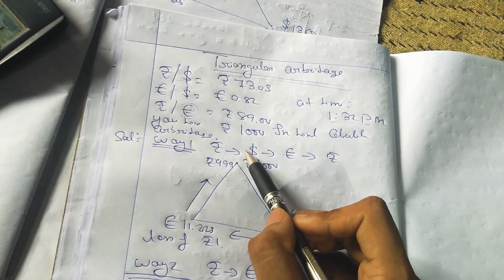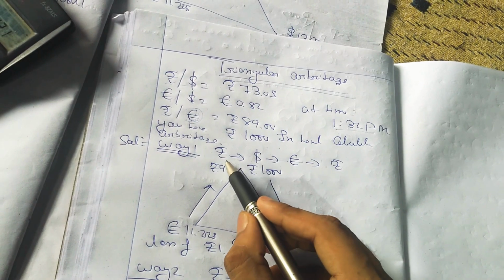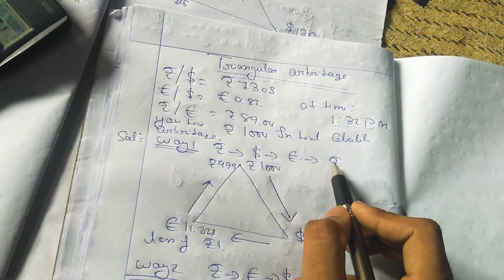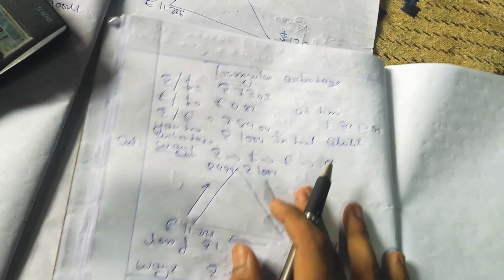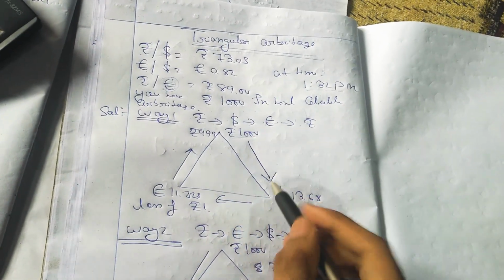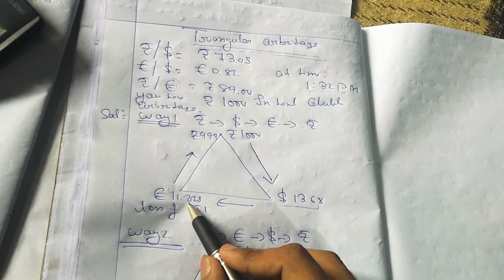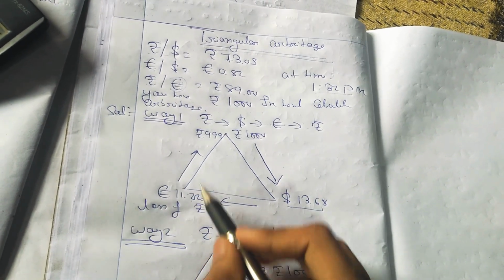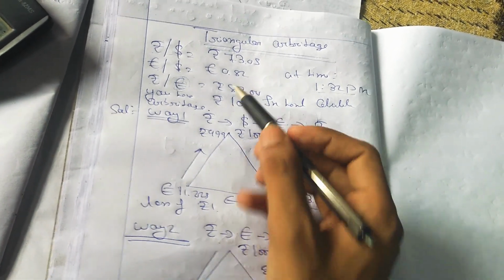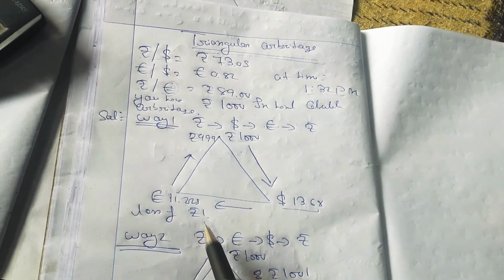And if there is a gain in this way, then there is a loss in the other way. If there is a gain in rupee to dollar to euro to rupee, then there is definitely a loss in this direction. So we start with 1000 rupees at hand. We convert this 1000 rupees into dollars, which is 13.68. We then convert it into euro, which is 11.225. And when we convert it into rupees using this 89, we get 999. So there is a loss of 1 rupee.